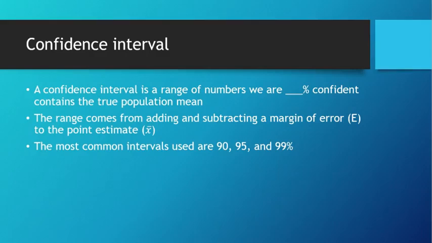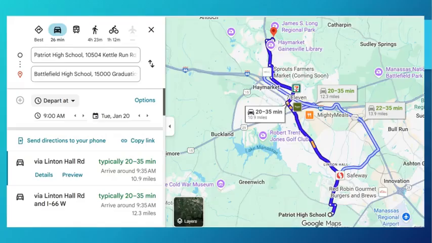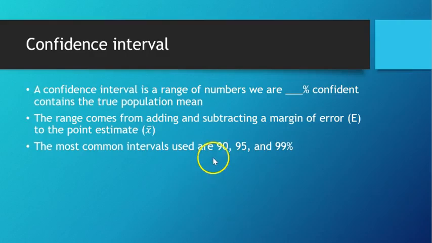All right. Another way to think of this is like if you go to Google Maps and ask it for directions at a certain time of day, it gives you a range. Okay, so for me to go from Patriot to Battlefield, they say it's going to take somewhere around 20 to 35 minutes. Okay, we don't know exactly because of traffic and lights and everything else, but it's going to be somewhere in that range.